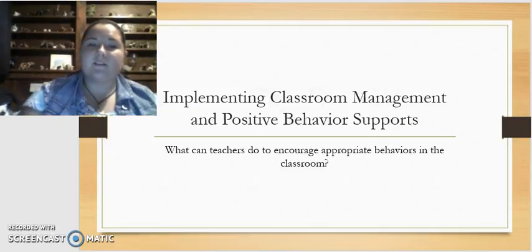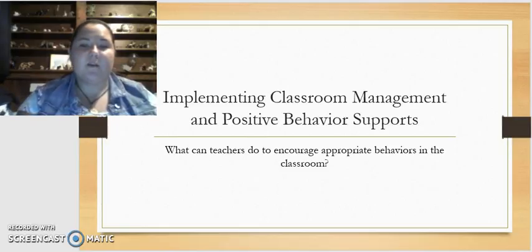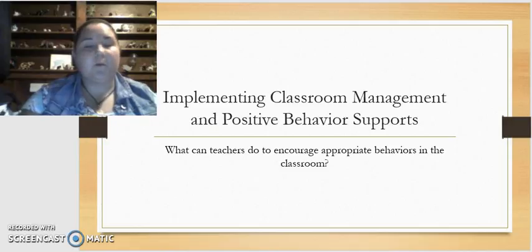The first thing we'll discuss is implementing classroom management and positive behavior supports in the classroom. What can teachers do to encourage appropriate behaviors in the classroom?